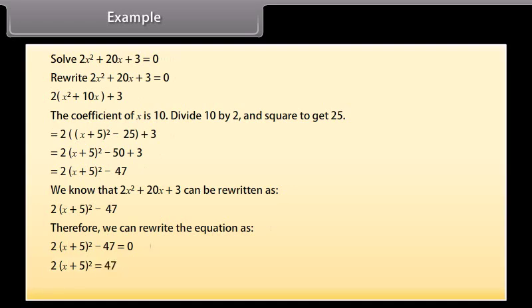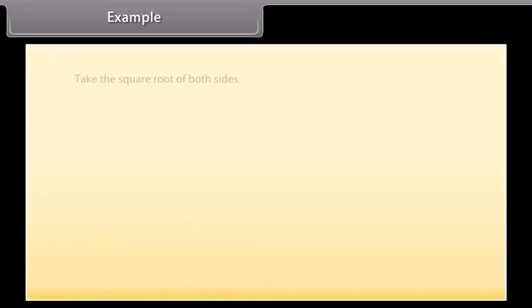2(x + 5)² = 47. Now dividing both sides by 2, we get (x + 5)² = 23.5. Take the square root of both sides. x + 5 = √23.5 or x + 5 = −√23.5.